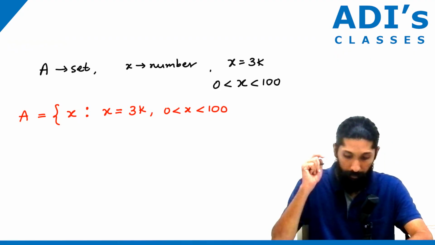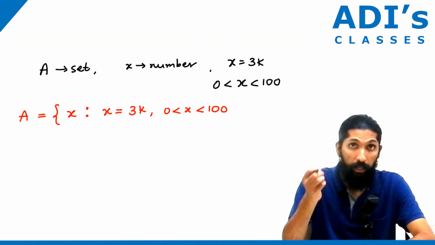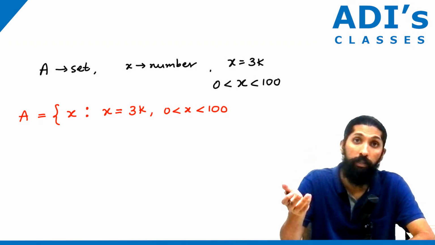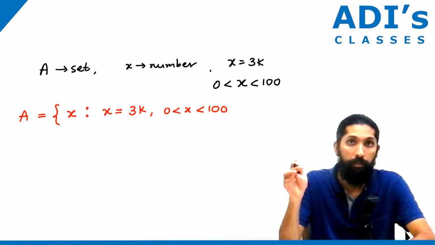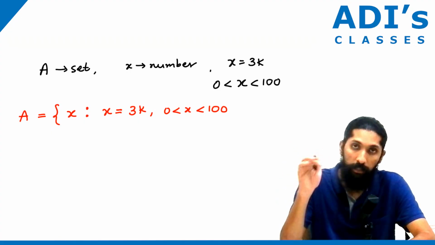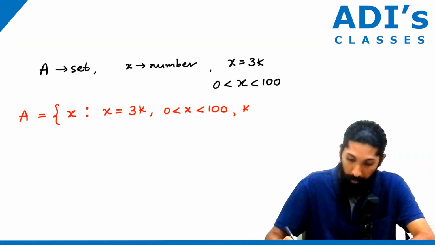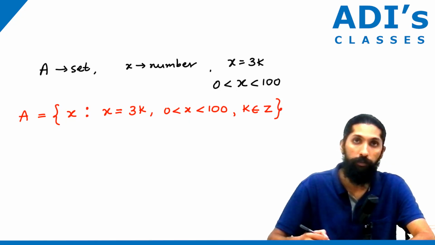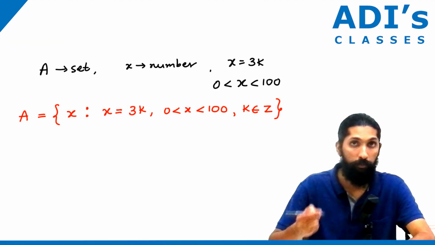Now here, you have to be very careful about one more point. See that value 3k. What is the value of k? I just told you k can be any number, isn't it? So you can take k as any number. That's fine. That means here k belongs to the set of integers. K belongs to the set of integers. So this is a condition that is true for the given question.